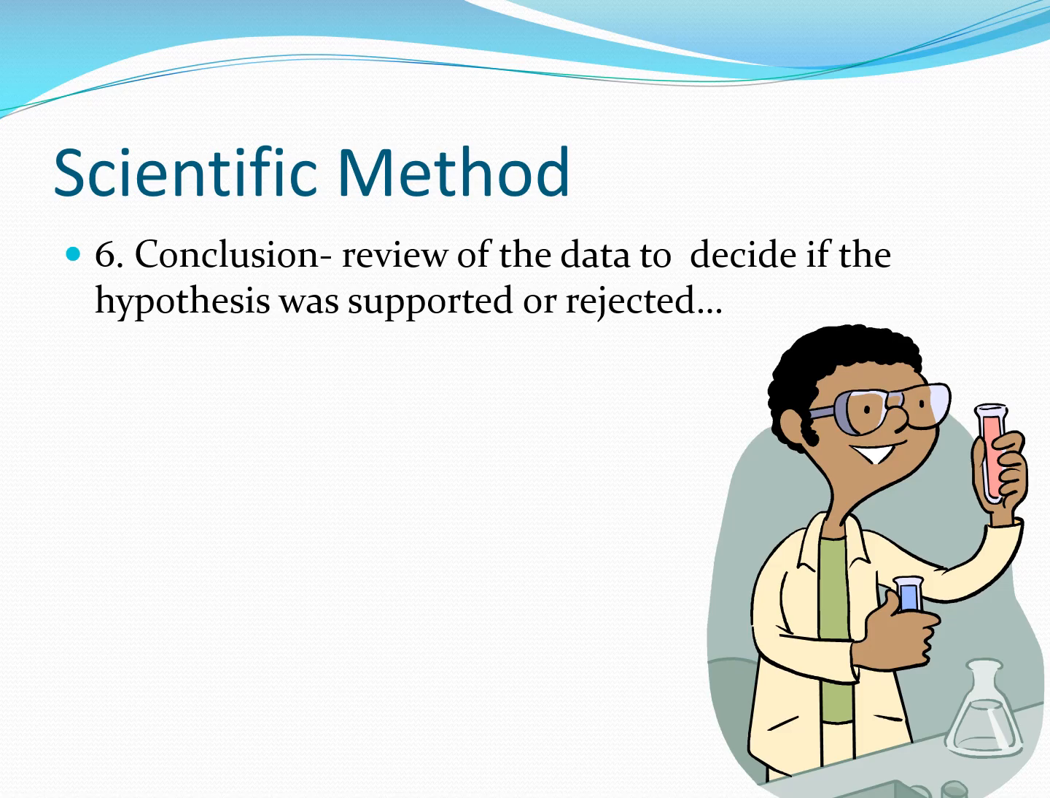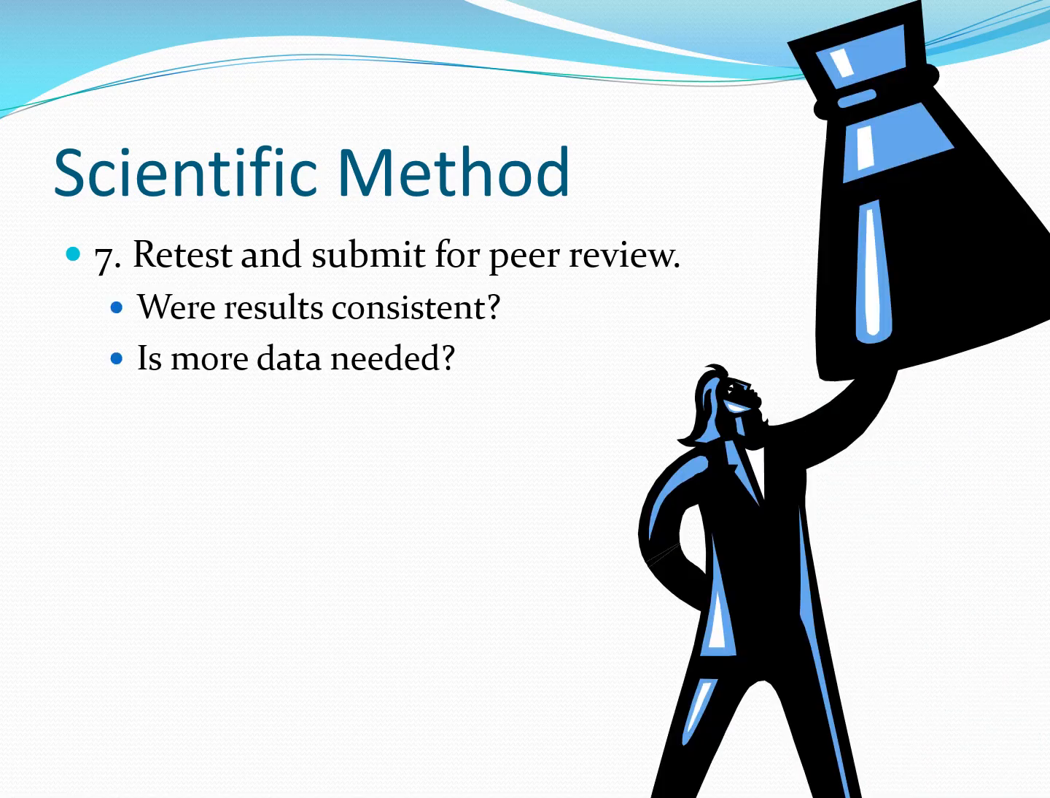And once we come up with our conclusions and we talk about what happened and why I think it happened, you then retest and submit. This is why, for example, it takes so long for drug companies to come up with new drugs. This is why it takes so long for the COVID vaccine, for example. We have to test it over and over and over again to get as much data as possible.